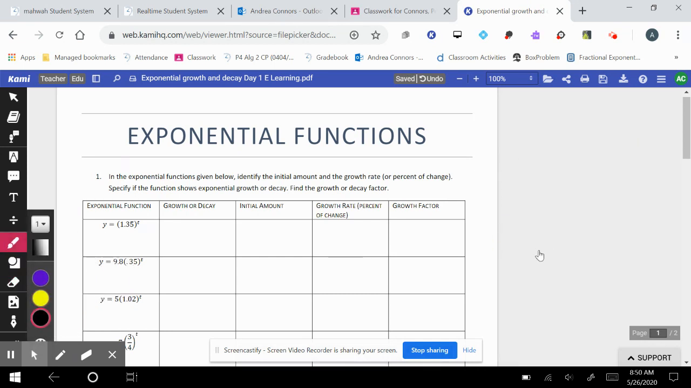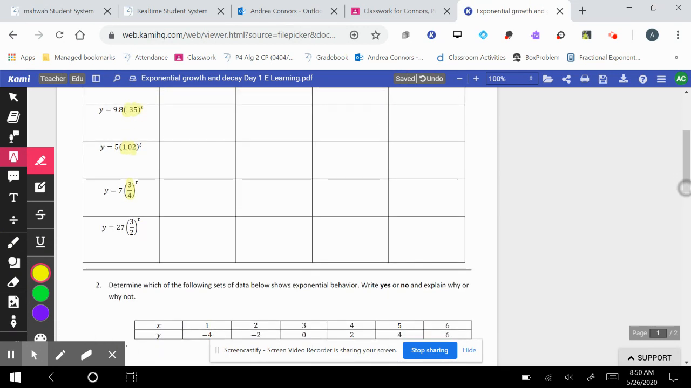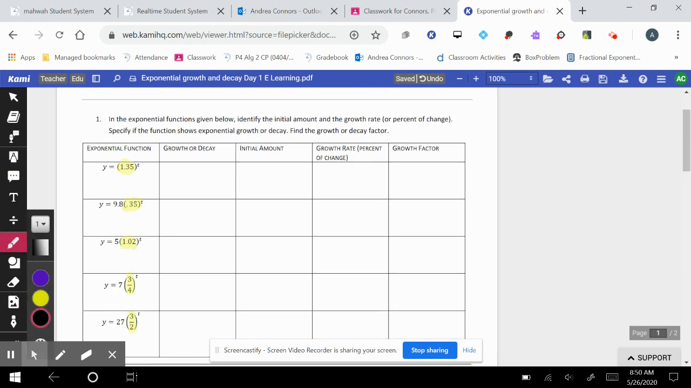And what you always look at is the number in the parentheses. So I'm going to highlight each of them. You're always looking at that number in the parentheses. If that number is greater than 1, it's going to be growth. If it's less than 1, it's going to be decay. So here, is this less than 1 or greater than 1? It's greater than 1, so it's growth.